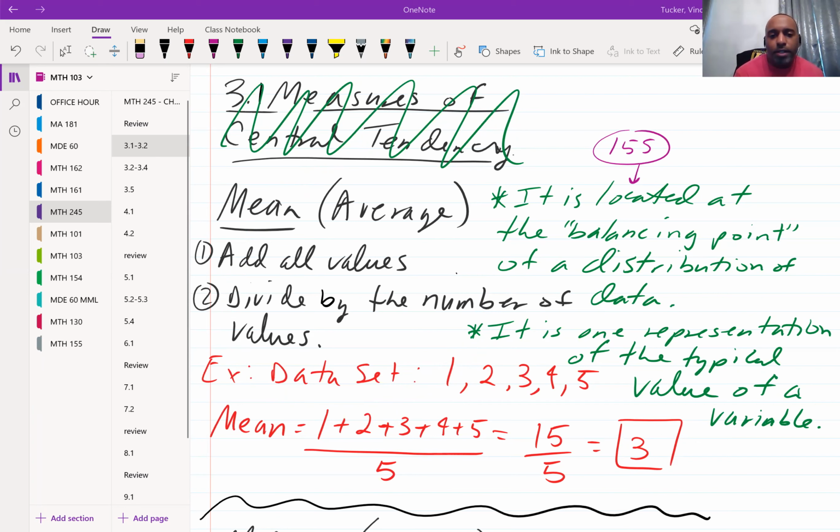So in the red is just an example of how you would find the mean. If my data set was 1, 2, 3, 4, 5, I would add up those numbers, and then I would divide by the number 5, because I have 5 numbers. And then 15 divided by 5 is 3. So the average or the mean of that data set would be 3.